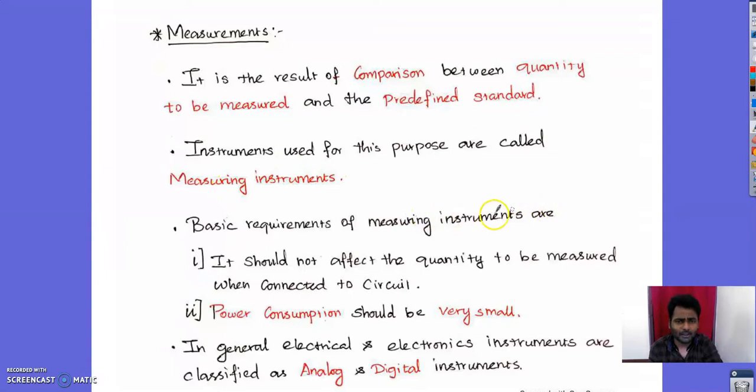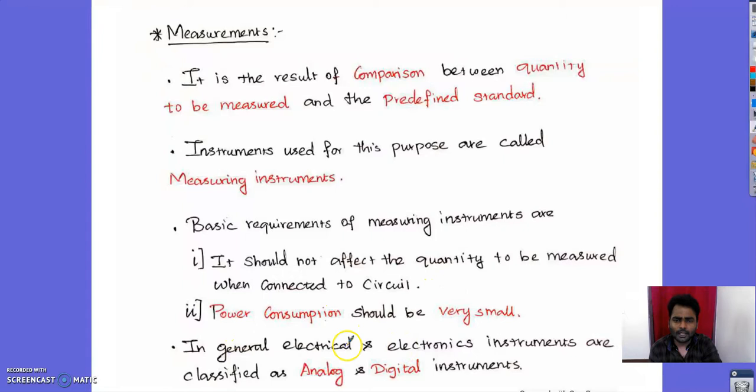Some of the basic requirements of measuring instruments are: it should not affect the quantity to be measured when it is connected to the circuit. If we are measuring a voltage, the measuring device should not absorb more voltage, as it might give some error to the reading. And the power consumption should be very small. For the operation of your measuring instrument, the power consumption should be very small, or it should not consume any power at all, in order to get accurate values. These are some basic requirements of measuring instruments.